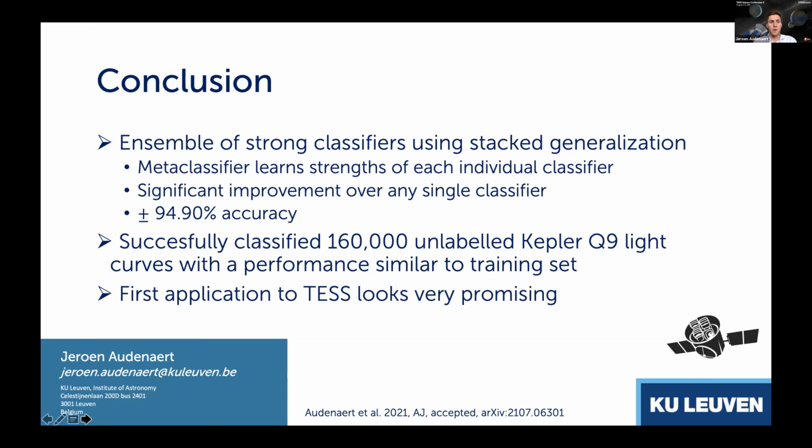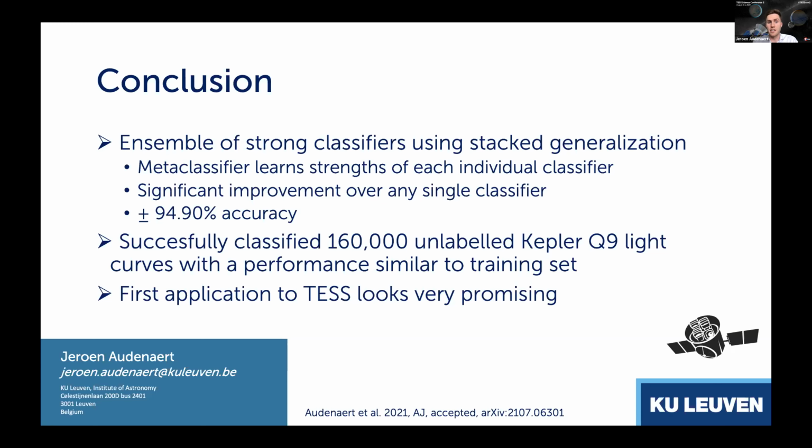Now, to conclude, we are using an ensemble of strong classifiers here using stacked generalization. The strong classifiers mean that each classifier tries to predict a certain variability class as well as possible. And the ensemble is just that we combine all of those. We can really see a significant improvement by using the meta classifier compared to using just one single classifier, and we get a 94.9% accuracy.